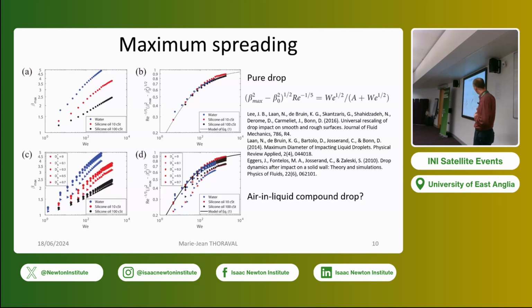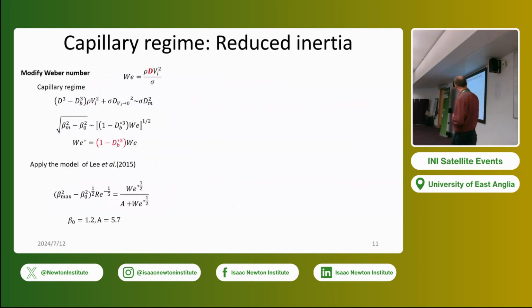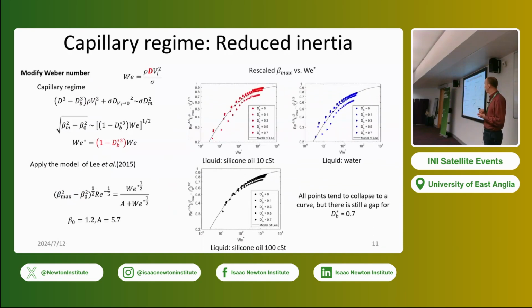And if we collapse, we see that the trend is very similar for the different liquids, but we would like to have some quantitative model to understand what's happening. So the first thing that we can guess is that there is already some decrease of the inertia of the drop because of the presence of the bubble. So this is the first thing that we can correct.